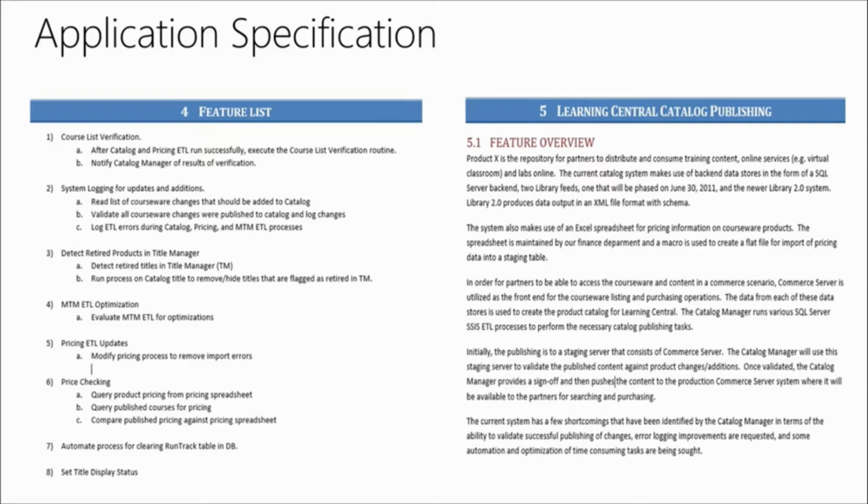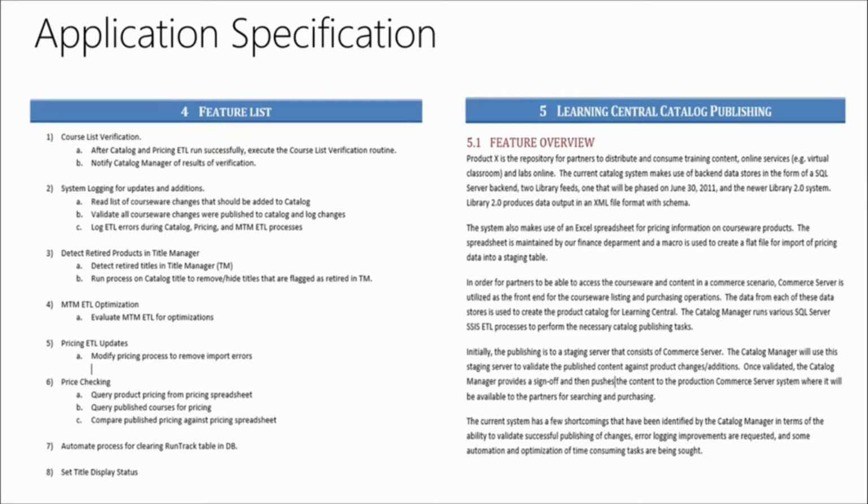And if you look at the feature list, you see we've got some high-level bullet points here, and then we drill down a little bit deeper into some of the other bullet points. To give you an idea of what the application spec is all about, looking at item number 6, we're talking about price checking. This is a specific discrete functionality that we need this process to look at. And so we need to validate pricing.